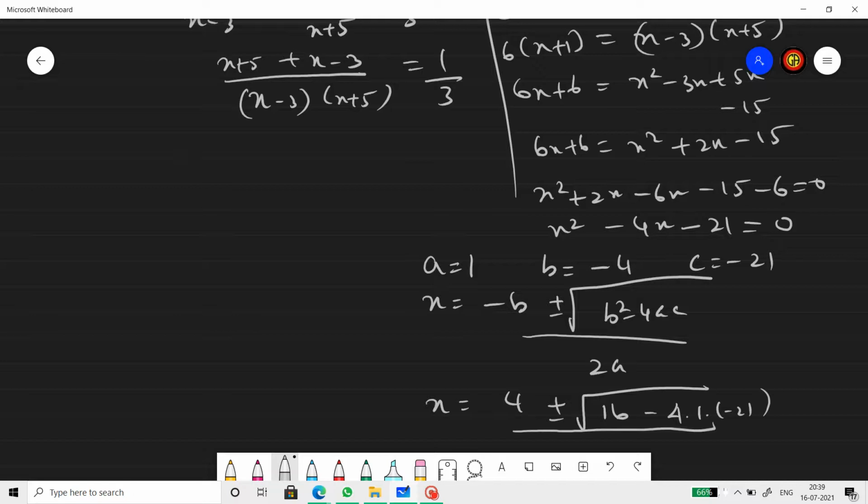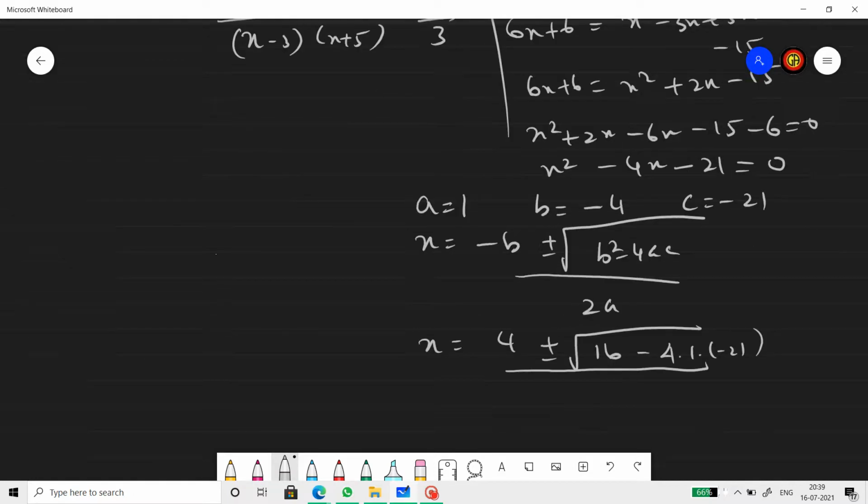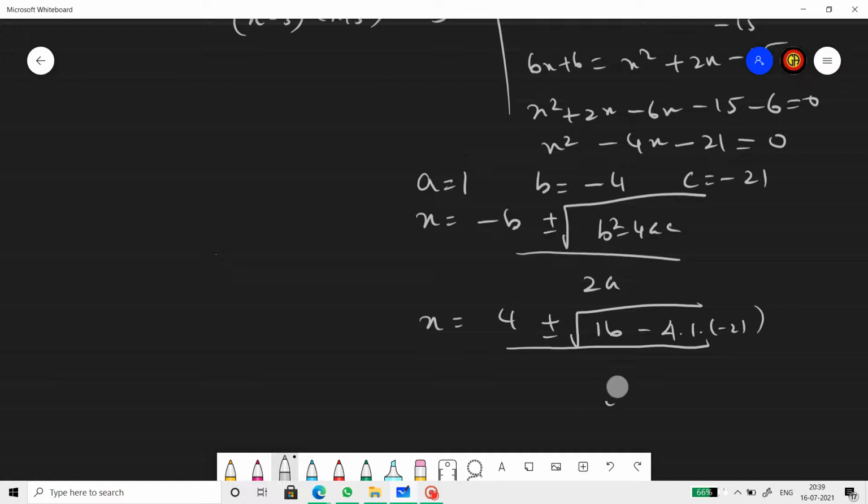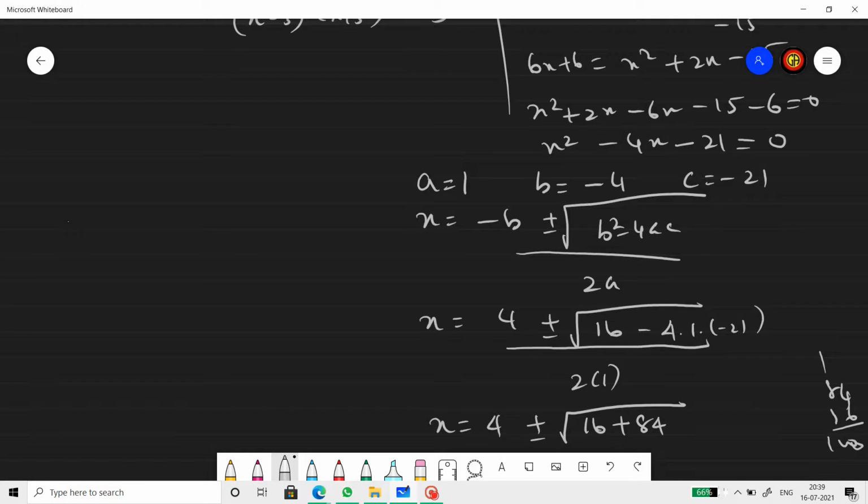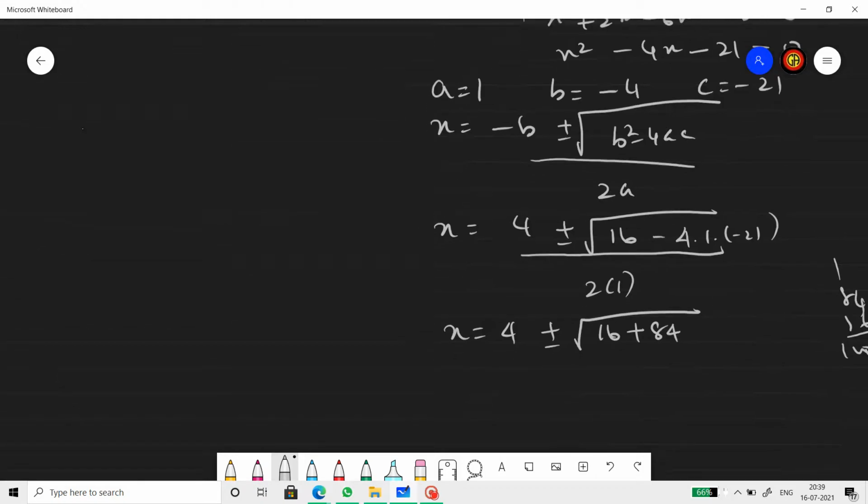So x is equal to 4 plus or minus root over 16, because minus 4 square, minus 4 into 1 into minus 21, by 2 into 1. So x is equal to 4 plus or minus root over 16 plus 84. And what is 84 plus 16? 100. By 2. So x is equal to 4 plus or minus root 100 by 2. So 4 plus or minus 10 by 2.